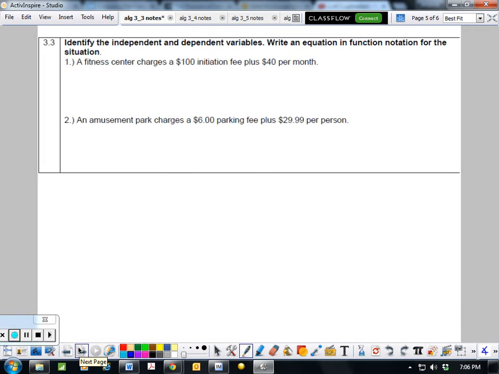Okay, so going back to independent and dependent variables and writing an equation of the function in function notation. Okay, so a fitness center charges a $100 initiation fee plus $40 per month. So what I have is how many months and then how much we're charging. So the amount we charge is based on months. So my independent variable is months. And my dependent variable is money charged.